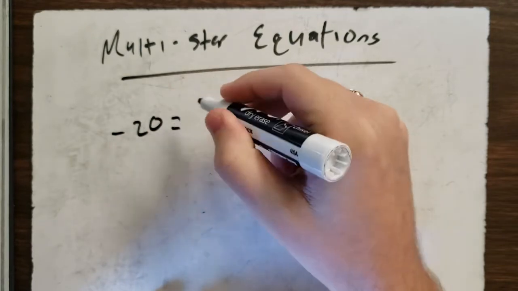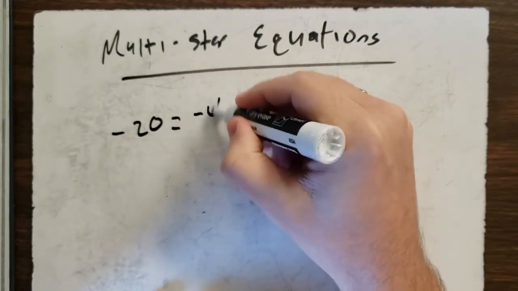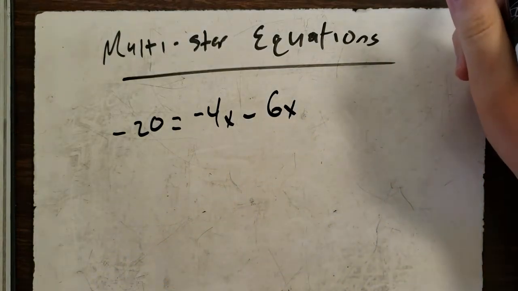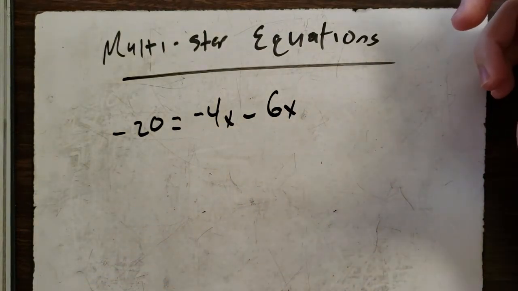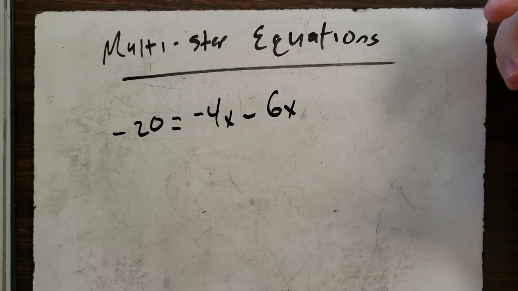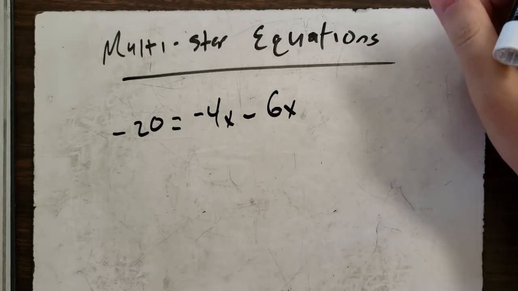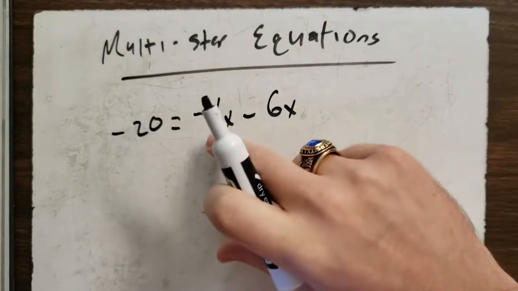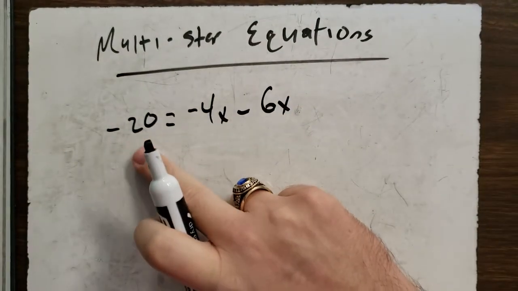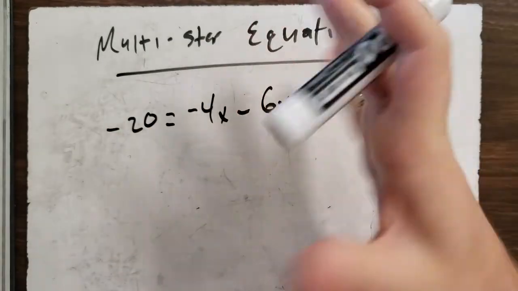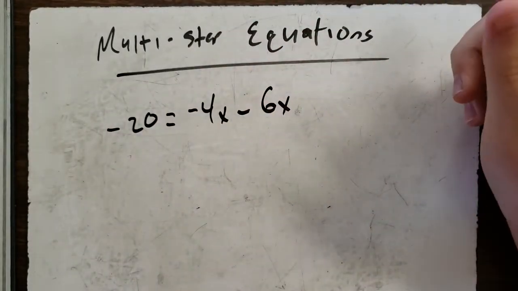-20 equals -4x minus 6x, okay? Now, this one is actually really a two-step equation, but we're just going to start off simple, make sure we know what we're doing, okay? Just kind of a different look, because now our equals number is in the front of the equation, but that doesn't mean anything. It's the same way, front or back, doesn't matter.